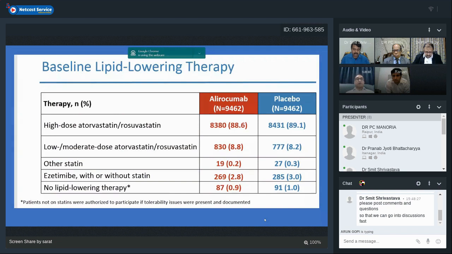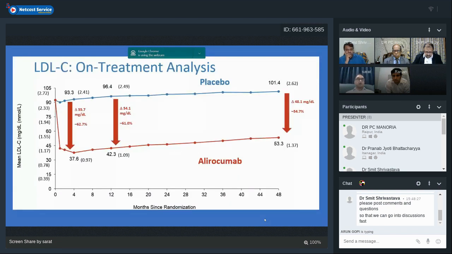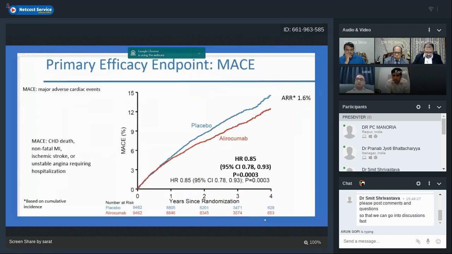Now here again, the fall of LDL is equally good. In fact, that was 59, here it is 62%, 62.7% reduction of LDL, which was holding at the end of 48 months. And then the primary efficacy endpoint, once again, with alirocumab, shows a significant reduction. And one difference between this trial and the FOURIER trial is that with the ODYSSEY OUTCOMES trial, there is a reduction in the overall mortality also, which was statistically significant.